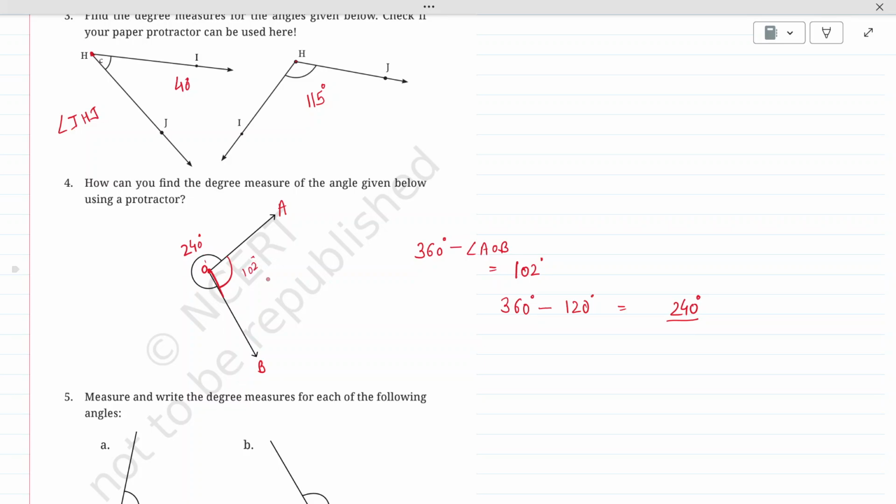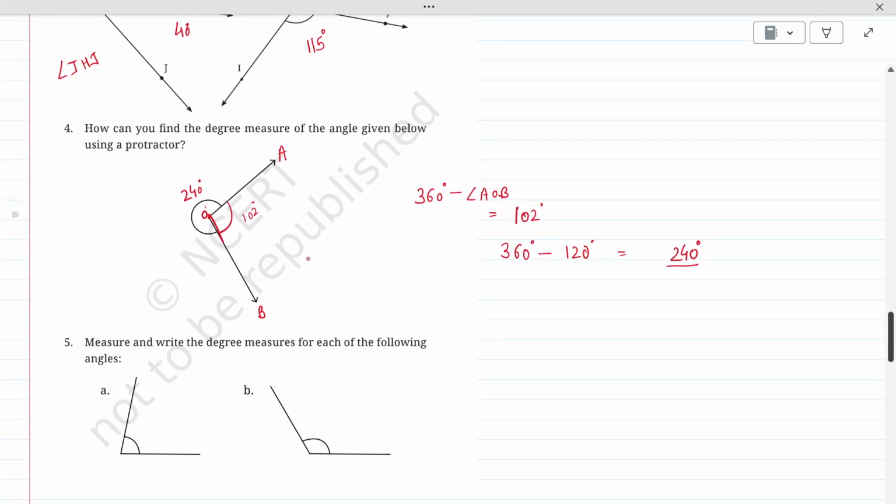Next, measure and write the degree of these angles. So kids, same thing. We will keep the center of the protractor here in line with this line, and we can measure. It will come somewhere around 80 degrees. Acute angle.